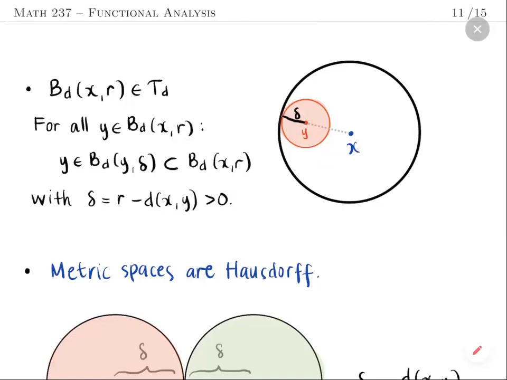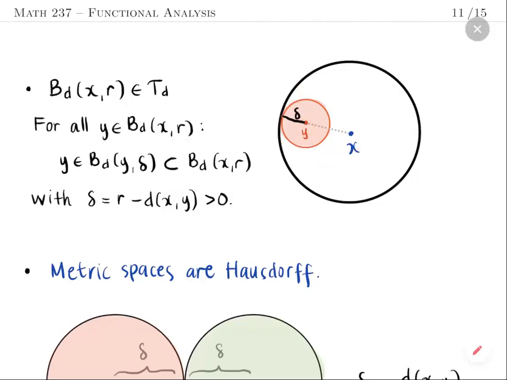Meaning, I choose delta to be R minus the distance of X and Y, and we are guaranteed that this is positive because the distance between X and Y is less than R, because Y lies in this ball. Then the ball centered at Y, having radius delta, obviously contains Y, and this lies entirely in the original ball, having center X and radius R.